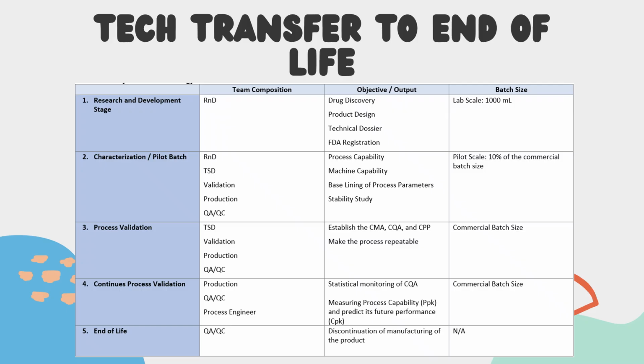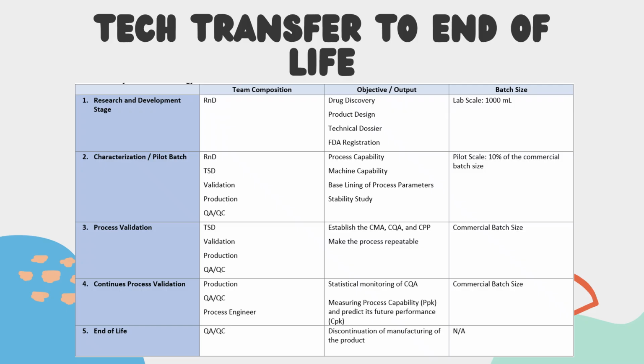Stage 4, continued process validation. Validation doesn't stop after one run. Ongoing monitoring is required. This time, we use statistical tools like PPK and CPK to measure and predict whether the process stays in control. This task falls under QA/QC and process engineering.